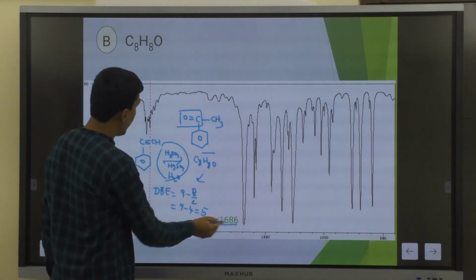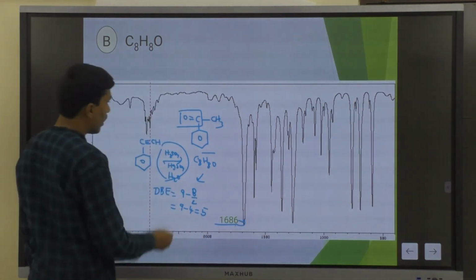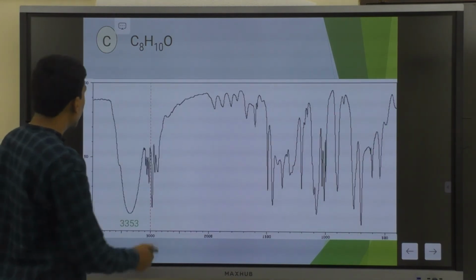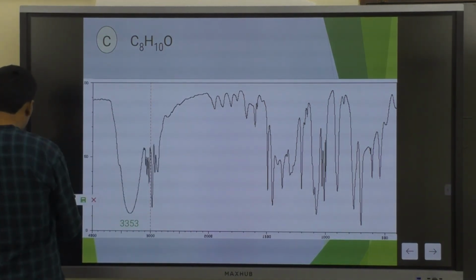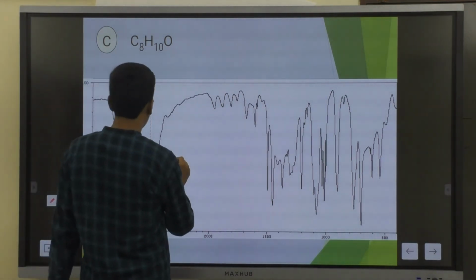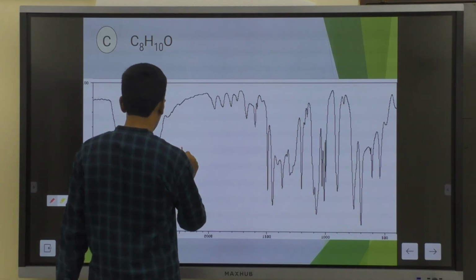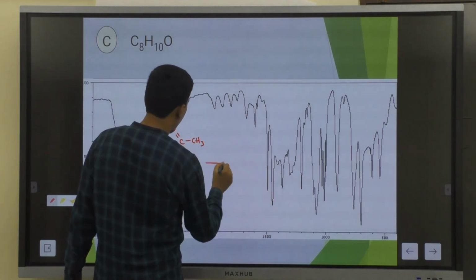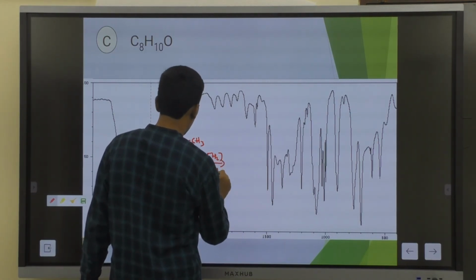So the B compound might be acetophenone. Okay, this 1686 is the absorption for C double bond O. Okay, now what happened next? We know that the ketone is there, and on hydrogenation, given some condition, nickel and hydrogen like that.